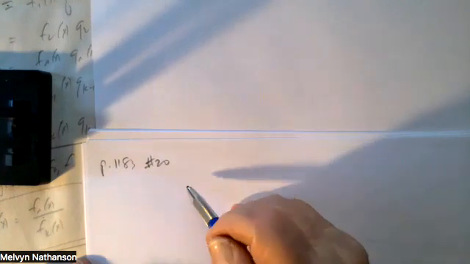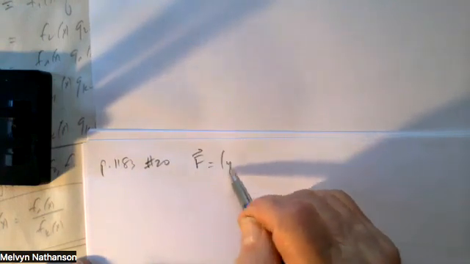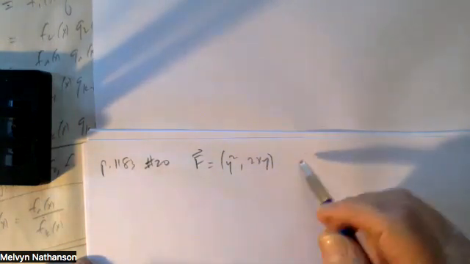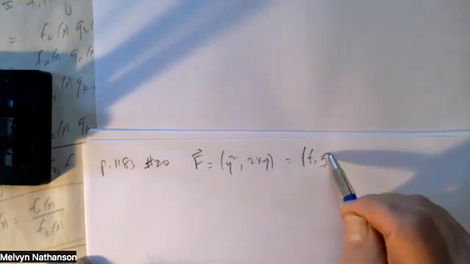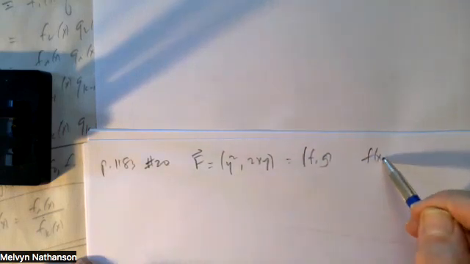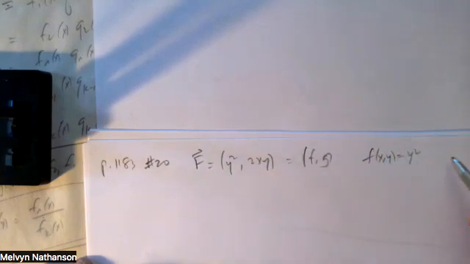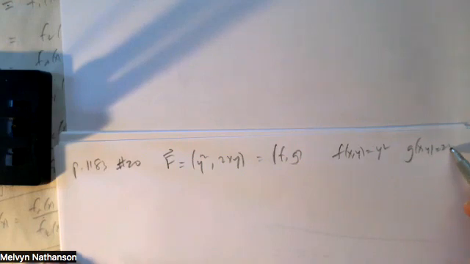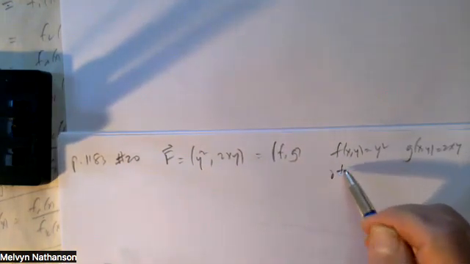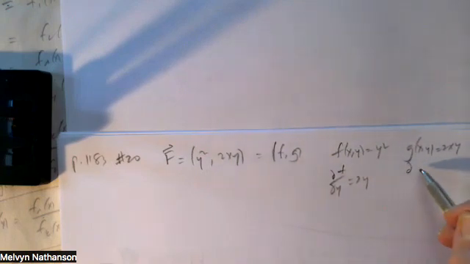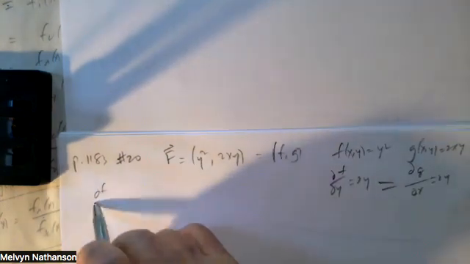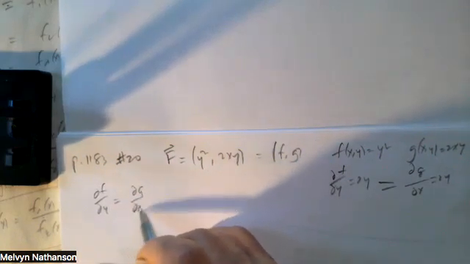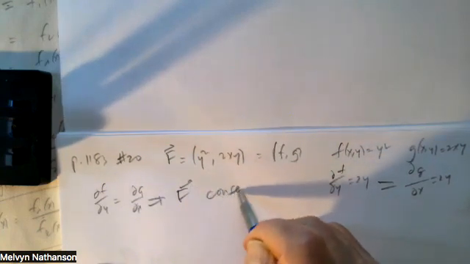1183, number 20. So we have a vector field F equal to y squared, 2xy. If you think of this as a vector function where the first coordinate is little f and the second coordinate is little g, then f of xy is y squared, and g of xy is 2xy. If I take the partial of f with respect to y, I get 2y. If I take the partial of g with respect to x, I get 2y. So these are equal. So partial f with respect to y equal partial g with respect to x implies F is a conservative vector field.